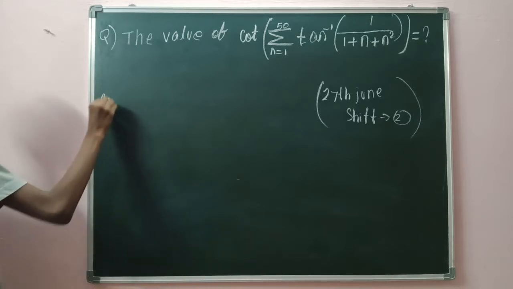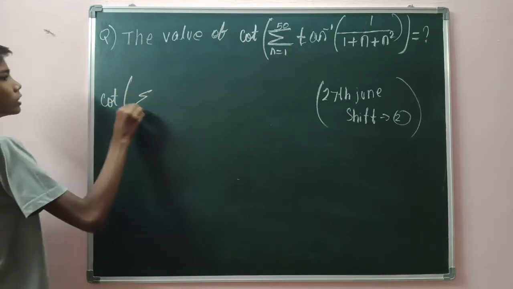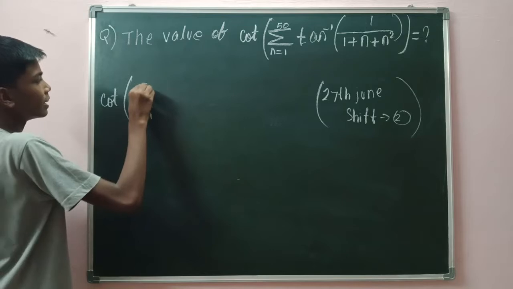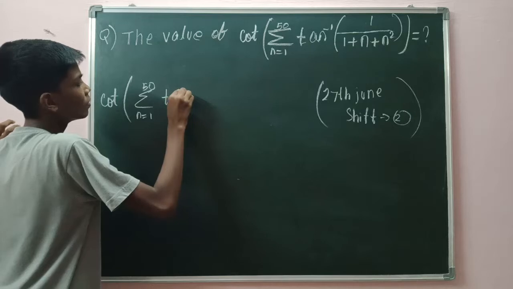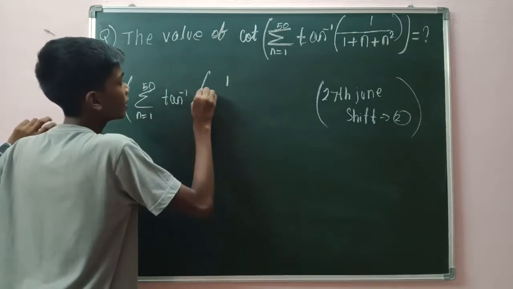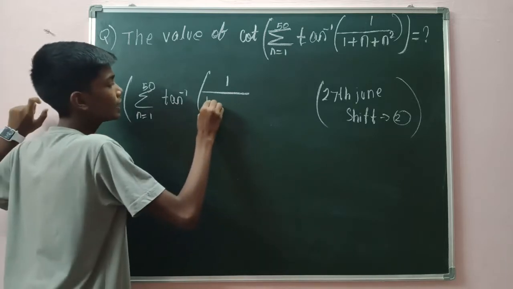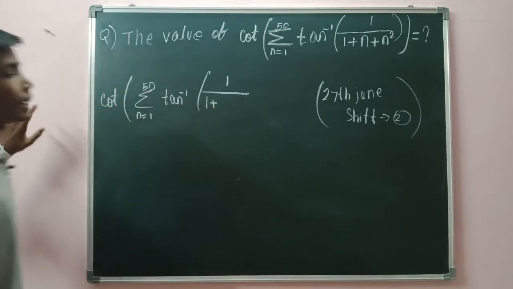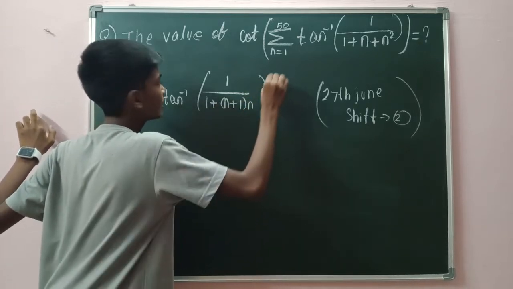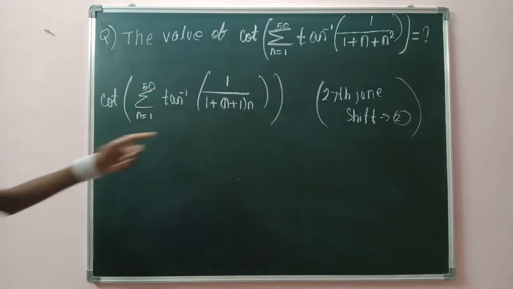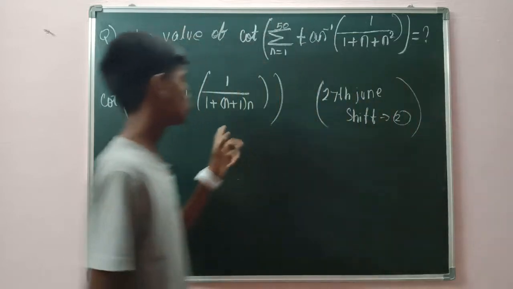How I'm going to solve this question is very simple. First, I have cot of the summation from n equal to 1 to 50 of tan inverse of 1 by, in the denominator, 1 plus n square. In that, I'm going to take n common. When you take n common, it gives us n plus 1 into n. It's a very simple thing, and that is what I will get here.